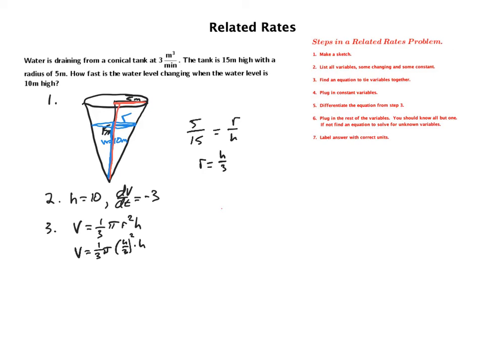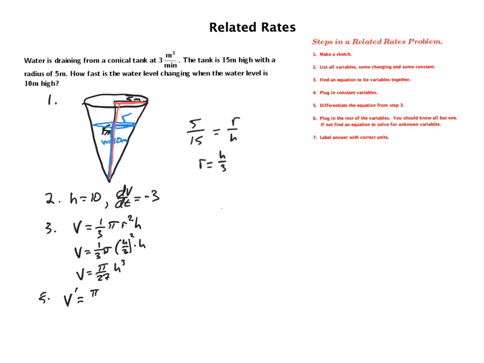And simplify that before we differentiate. That's going to be a much easier equation to differentiate. Next we're going to plug in our constant variables. We don't have any, because the volume is changing and the height of the water cone is changing. So we will differentiate. That's going to be V prime, dV dt, the change in volume with respect to time.